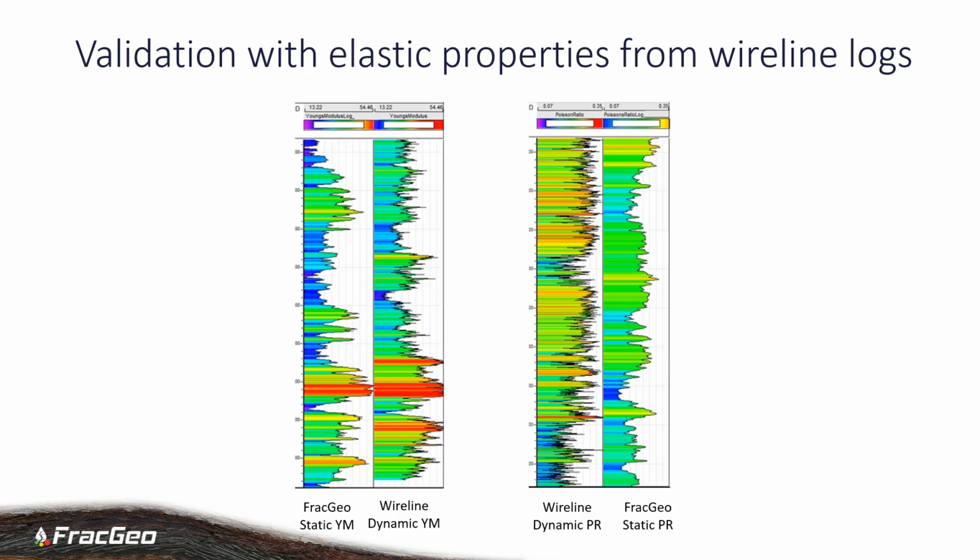In terms of validations, here we are looking at the calculated static Young's modulus and Poisson's ratio using surface drilling parameters by FracGeo, and that were compared with the wireline dynamic Young's modulus and Poisson's ratio in the Woodford formation, and we observed similar trends between the two, capturing the relative variations in the rock properties that could potentially drive the differences necessary to optimize completions, for example.